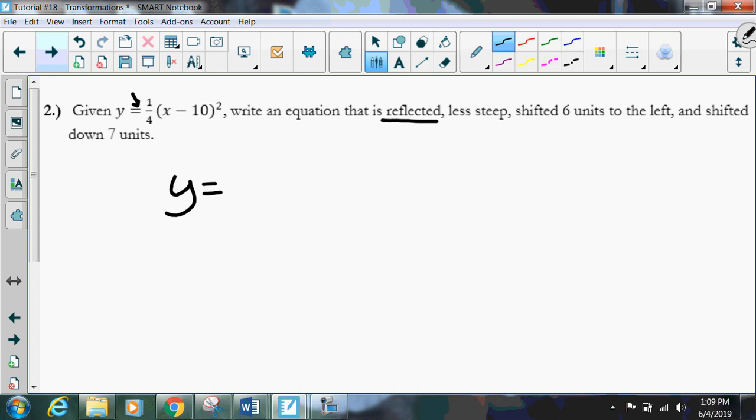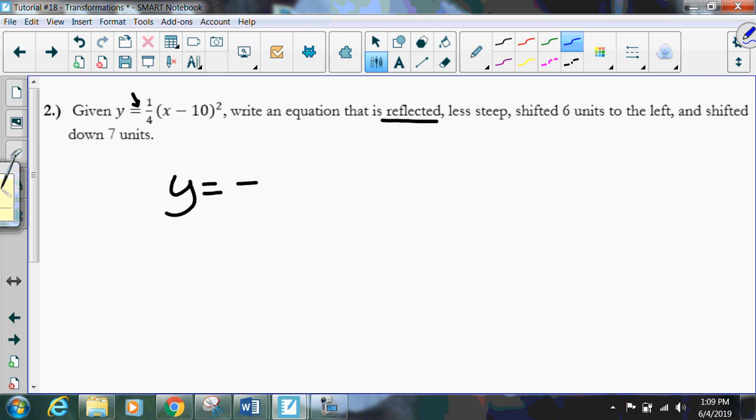And I see that we've got nothing there, right? It's just a 1/4, which tells us that it's really a positive 1/4. So if I want to write this new equation that's reflected, I'm going to make sure that I put a negative in front of there. It's got to have the opposite sign of the original equation. And so now let's move forward with the next part.